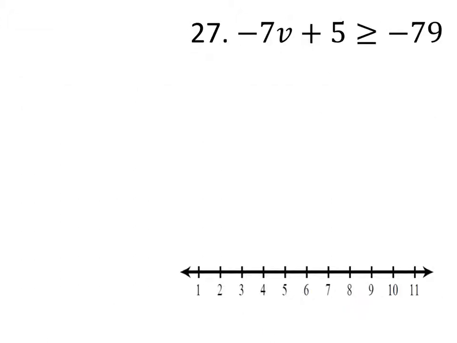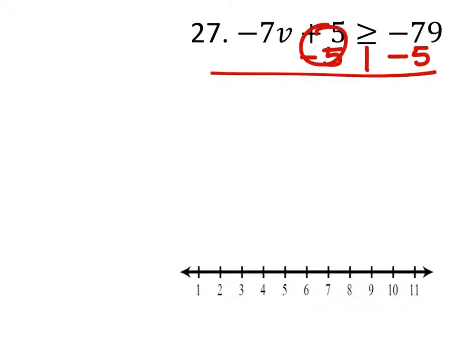Simple two-step equation. First thing I'm going to do is subtract 5 from both sides of this inequality. So that zeroes out the 5s. I'll drop this negative 7v, which is greater than or equal to negative 79 minus 5 would be negative 84.